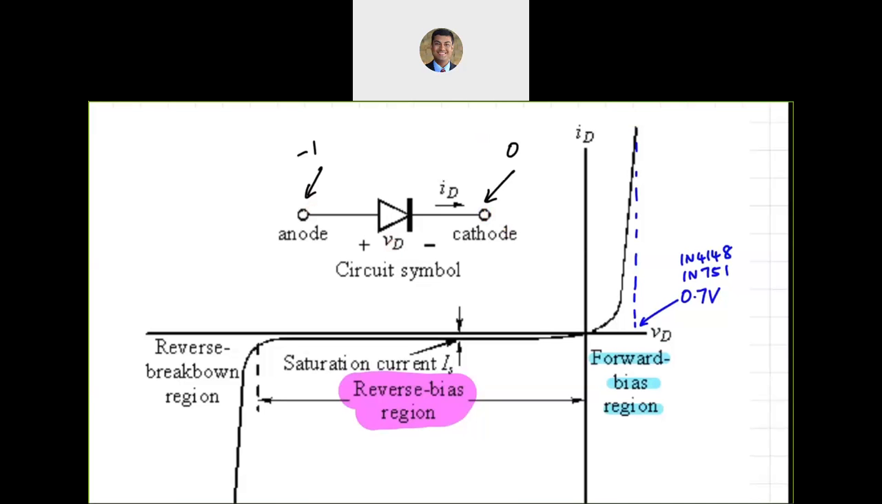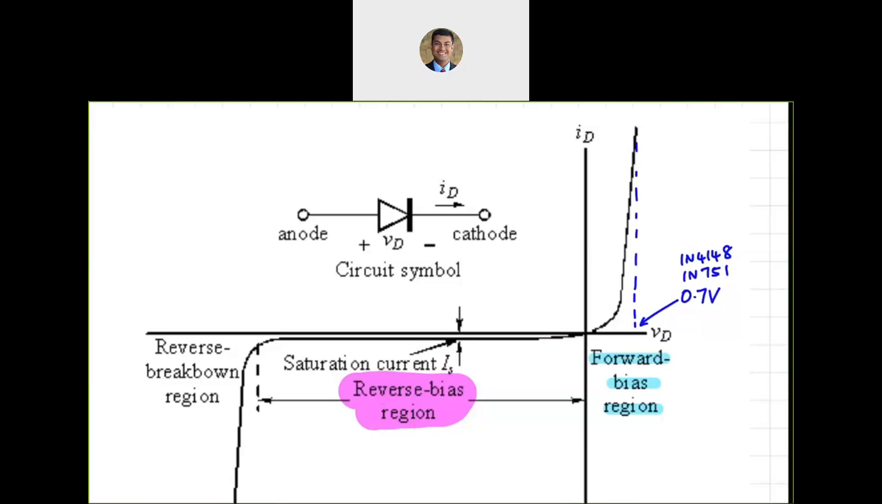And when it is negative, a very, very small amount of current called the saturation current, I sub s, flows through the diode, and it is in the negative direction, so it's a negative current. The typical value for I sub s is of the order of nanoamps, so very, very, very small. That's what happens in the reverse bias region.